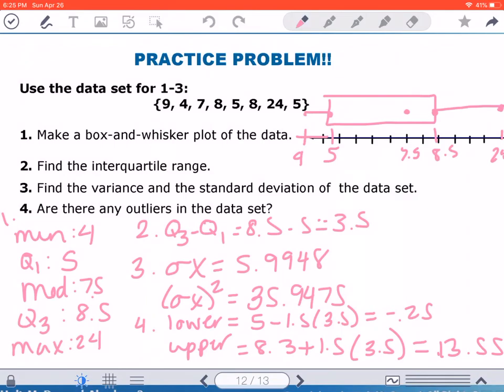So in order for any of my data points to be considered an outlier, they need to either be less than negative 0.25 or greater than 13.75. Well, obviously I have no data values that are less than negative 0.25. However, I do have one that's greater than 13.75, and that is 24. So 24 is the outlier of this data set.